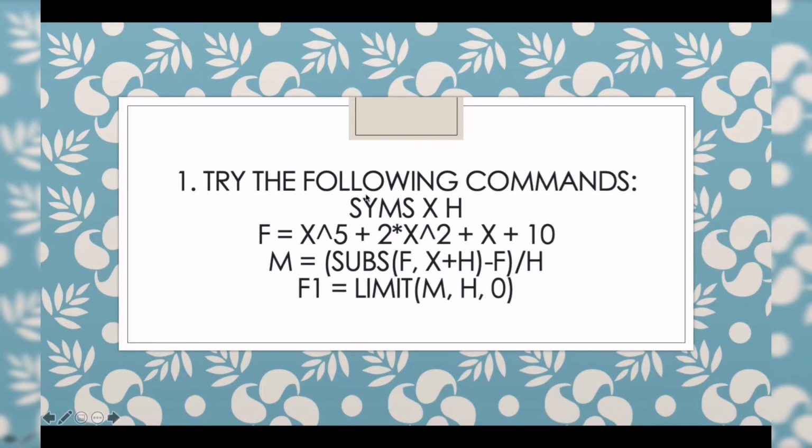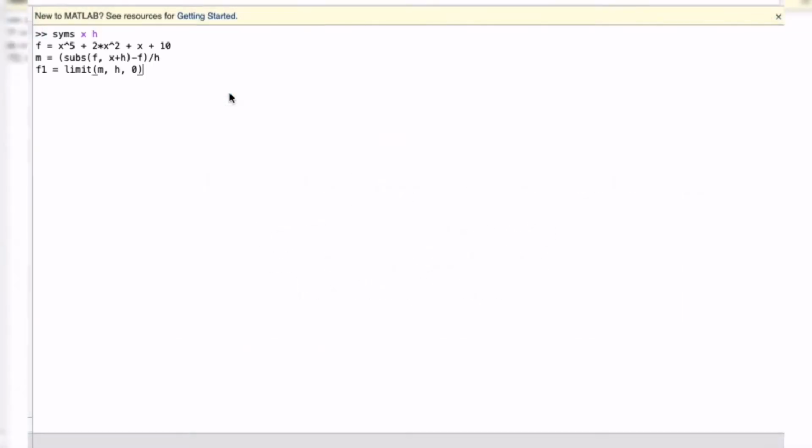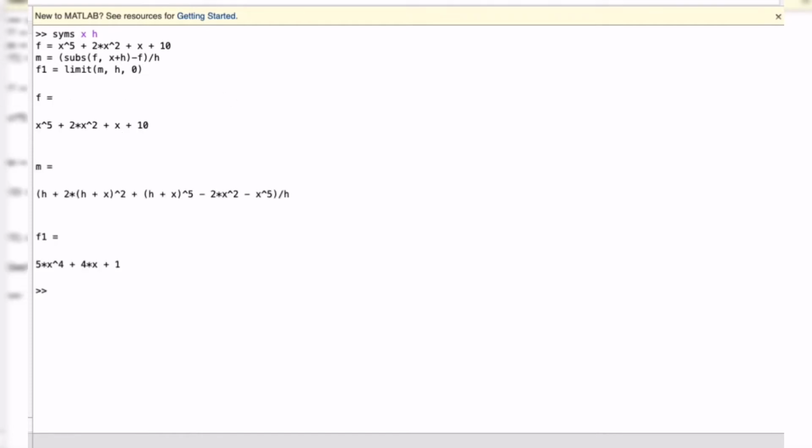Try the following command. This question requires us to put the syms x and h. After that, we need to enter the function f, and m represents the substitution into the first principle of derivative formula, and f1 represents the limit. And we run. So we get the answer for the limit of f1 right here.